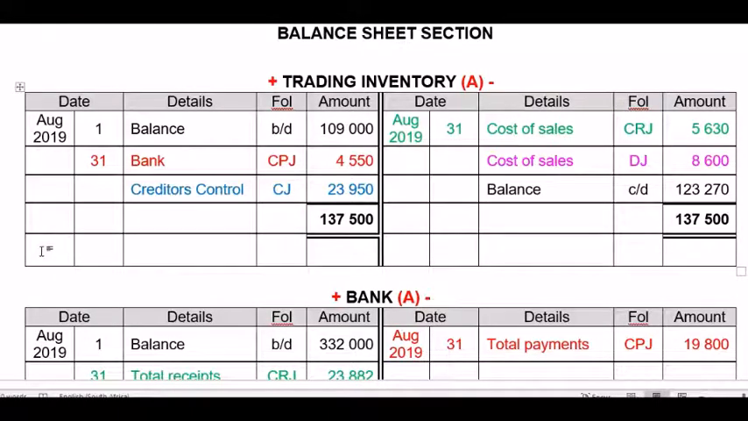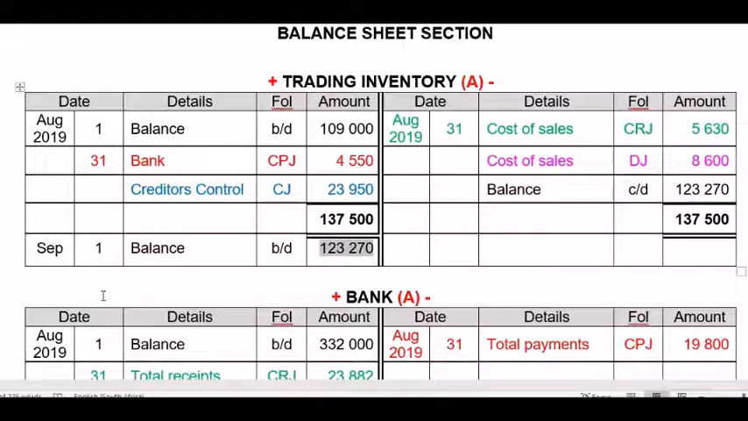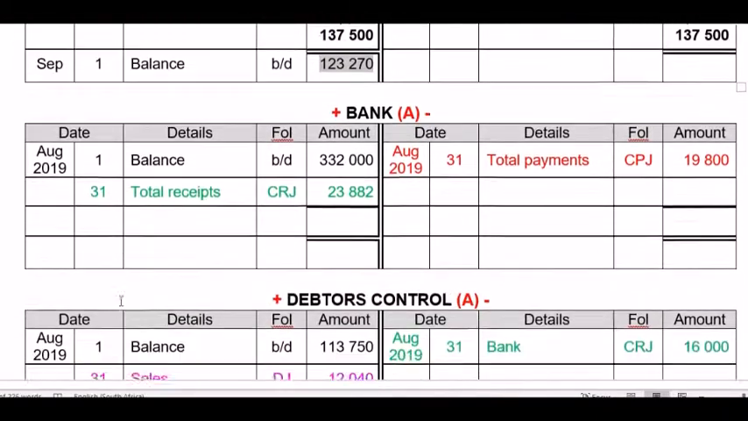Okay. When on the 1st of September, you brought this balance down of 123,270. So that means when your store opens on the morning of the 1st of September, the amount of stock that you've got left in your storeroom is now worth 123,270 Rand.